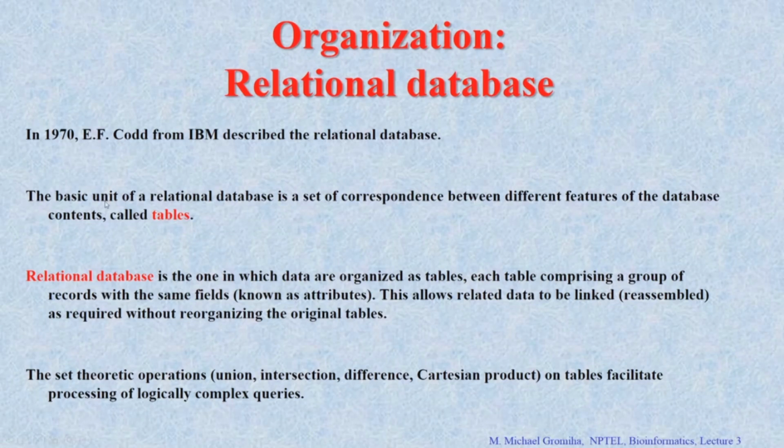The basic unit is called a table. They put different information in a table. These different records are called attributes and these attributes are interlinked with each other. So, without rearranging this table, you can fetch or extract the data on any aspect. Also, there are several operations you can use: intersection, union, difference and so on, to facilitate the processing of very complex queries. I will tell you one example.